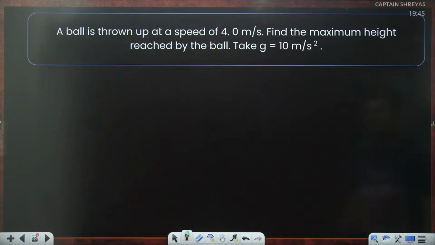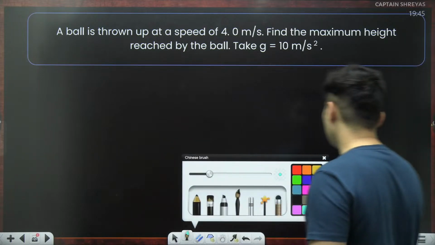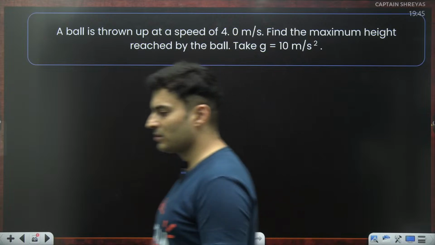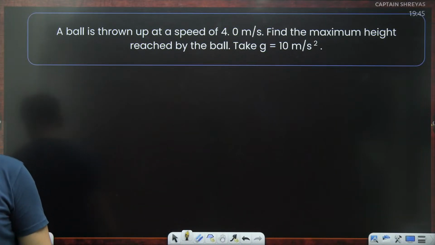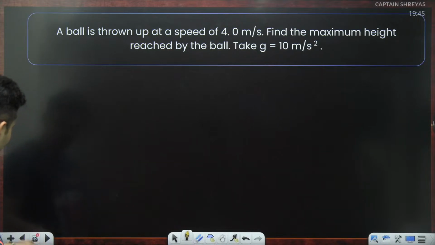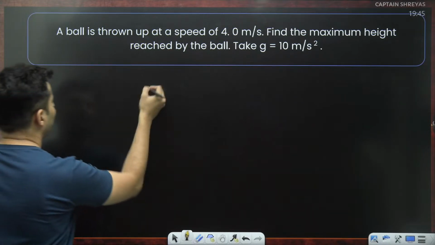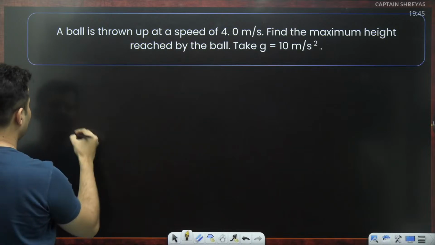A ball is thrown up with a speed of 4. Find the maximum height. We can also find the time if that is asked. Come on, let's do this problem. This is an introductory problem, level 1 question. The speed is given, the maximum height is asked.